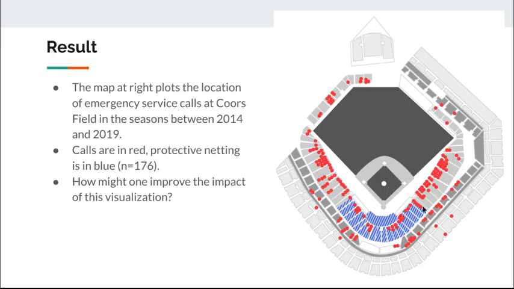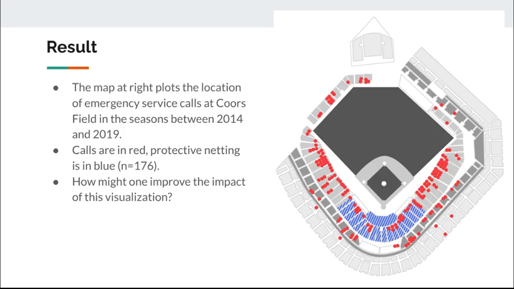the netting was actually extended from just to roughly where the bases were, all the way down to this corner of each field. So that now if you're sitting anywhere in any of these seats, you have protective netting in front of you that will prevent foul balls from being hit into the seats.